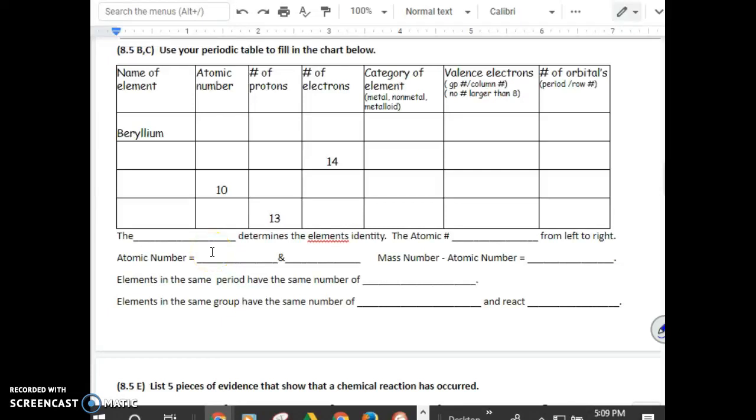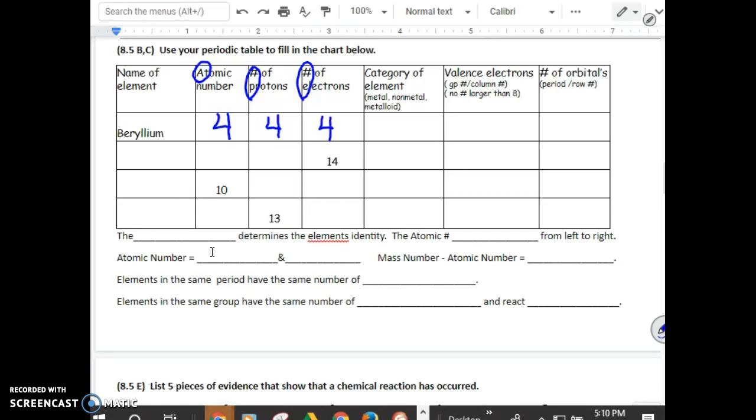Okay guys, you're going to use your periodic table, which there is one on the very back page, so make sure you utilize that. But beryllium. So we know that the atomic number is the number at the very top of each of the little tiles. We also should know that the number of protons equals the atomic number, and it also equals the number of electrons. So whatever this number is, you're going to have 4 protons and you're going to have 4 electrons.